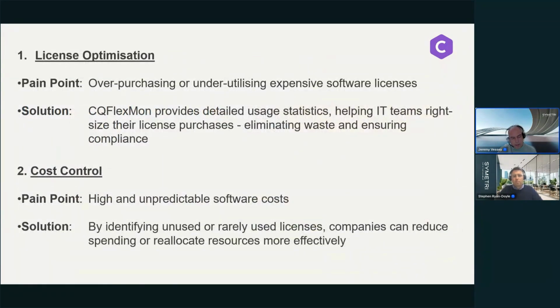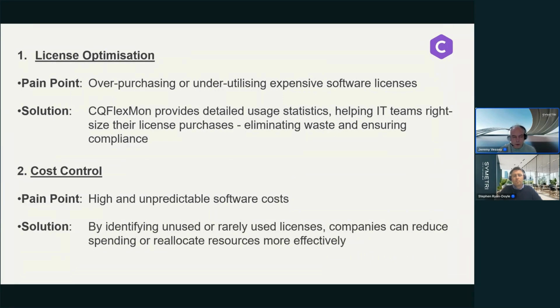So a couple of pain points really to go over. Over purchasing or underutilizing expensive software. As vendors start to move away from network license servers and go to a subscription model, that helps them with costs, but we need to then make sure that we've got the right licenses for your teams. So this is where we can eliminate waste and ensure compliance as well. It's not only about license costs, it's about potentially license issues with compliancy from vendors.